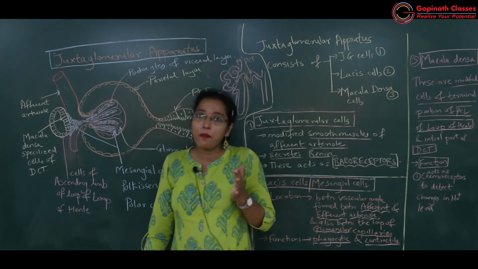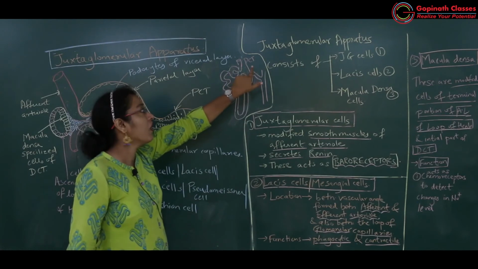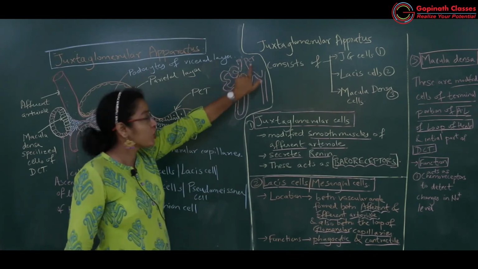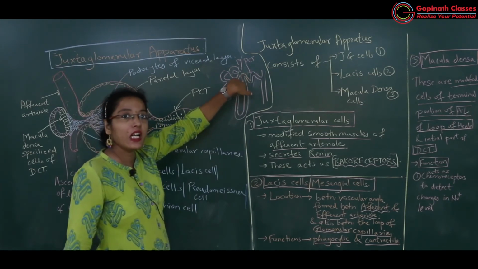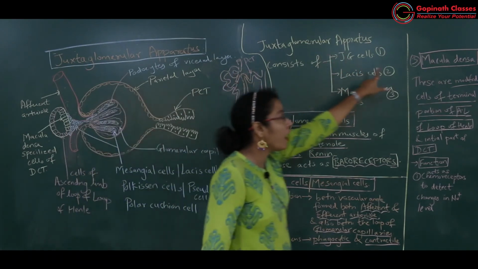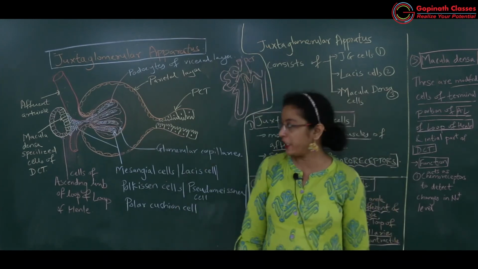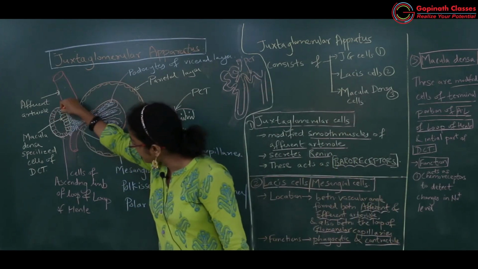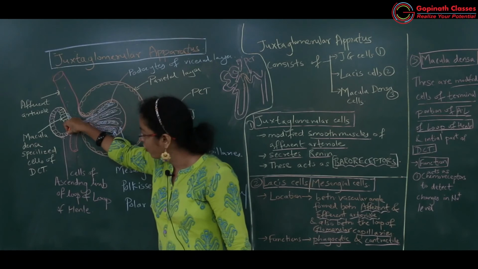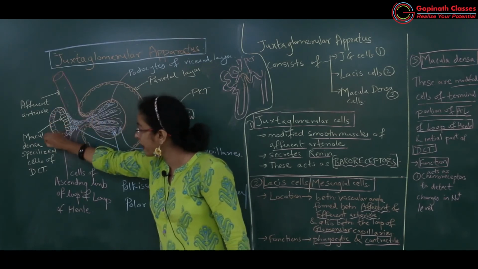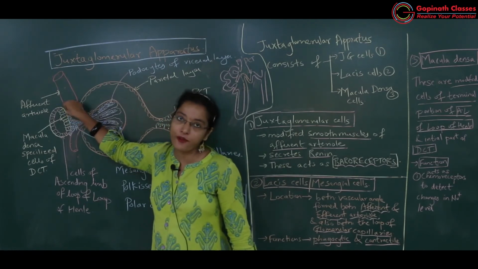Macula densa क्या है? Macula densa is the initial part of the ascending limb and DCT part. Okay, so part of the DCT cells and part of the initial cells of ascending limb will form macula densa, and these are in close vicinity of the afferent arteriole. So I have shown the DCT cells and these are the ascending limb of loop of Henle cells. Okay, so ये क्या फॉर्म कर रहे हैं? macula densa, and this macula densa is in close vicinity of JG cells of afferent arteriole.